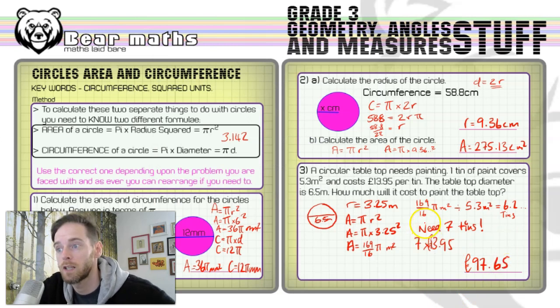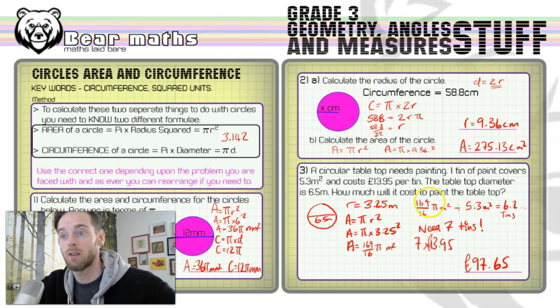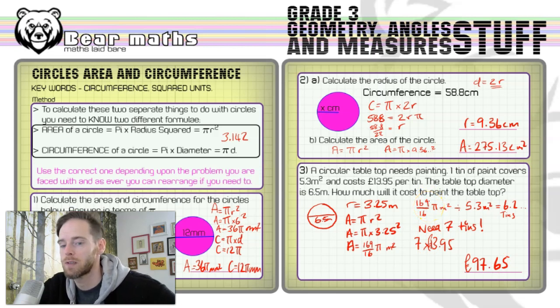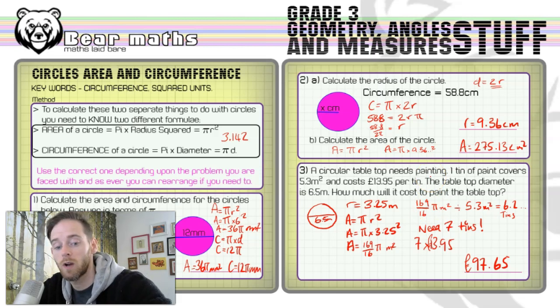Now that is a lovely contextual problem, something that you're probably going to have to do in your everyday life, not necessarily for a circle, but maybe for a different shape's area, painting a wall, carpeting a floor, those sorts of things. You're going to work out your costs.